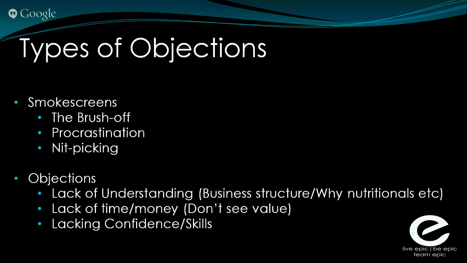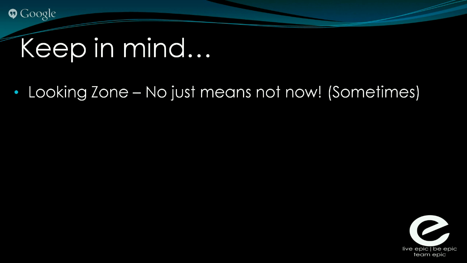So I'm going to talk a little bit about why smoke screens occur and what to do when they have real objections. So why does the smoke screen occur? Well, let's keep in mind a few things. First and foremost, it's called the looking zone. So every single person lives in 3 to 6 month cycles. And so if you catch them whilst they're in this looking zone, then everything is just right. They just want to get started. But if you catch them out of that looking zone, just remember, no means not now.